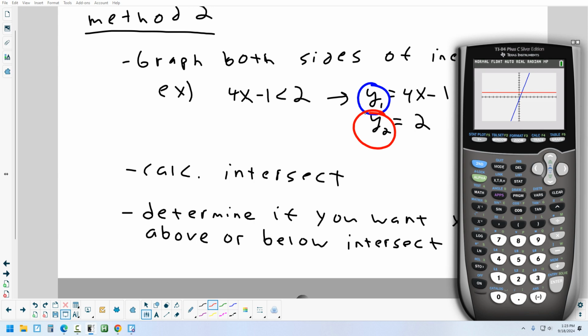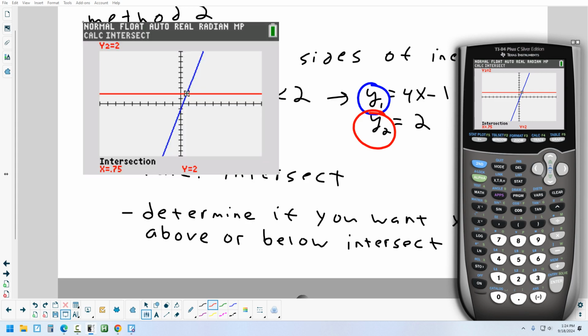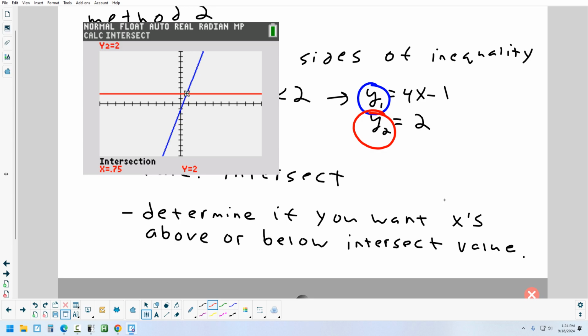Okay, find the intersect. Where do I press to see where they cross? Second calc. Go to intersect. Yep. Since there's only one place they cross, I can just hit enter 3 times. And I've got the intersection point. 0.75.